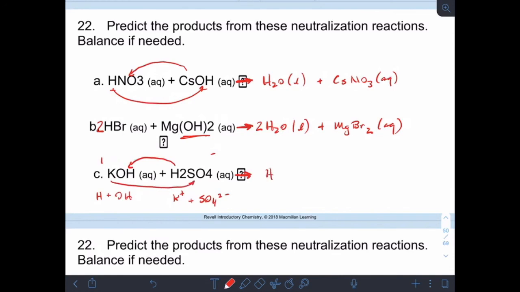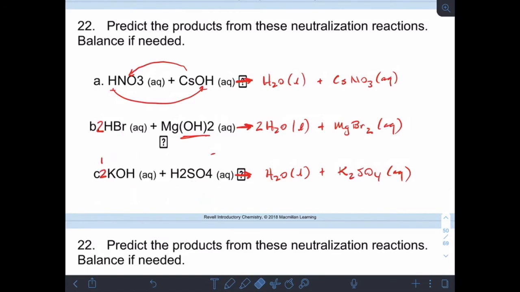All right, so we'll have H2O and K2SO4. And that will be aqueous. Anything with potassium is aqueous. So let's double check, see if we need any balancing. Let's see, we've got 2 potassiums on the right, so let's put 2 potassiums on the left. Okay, so that gives me 2 and 2.